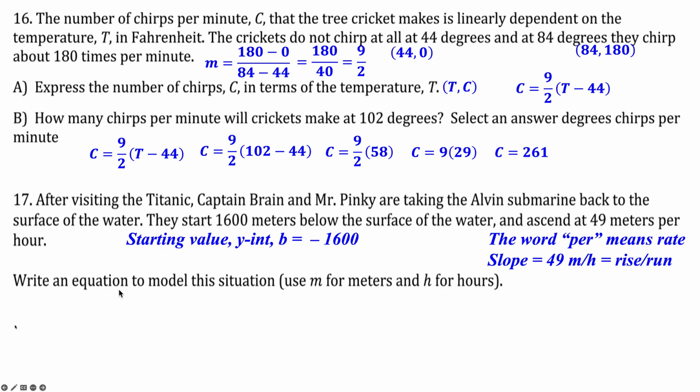All right, so write the equation to model this situation. So rise, that's your y coordinate, your change in y's has to be the m, over your change in x's, that's your h. So this is the y, this is the x. If you want to write the equation using y and x first, that's fine. You would get y equals, you have the slope 49x minus 1,600. Then we just have to change it out. We put m in for y, h in for x, and that's the equation that they want.